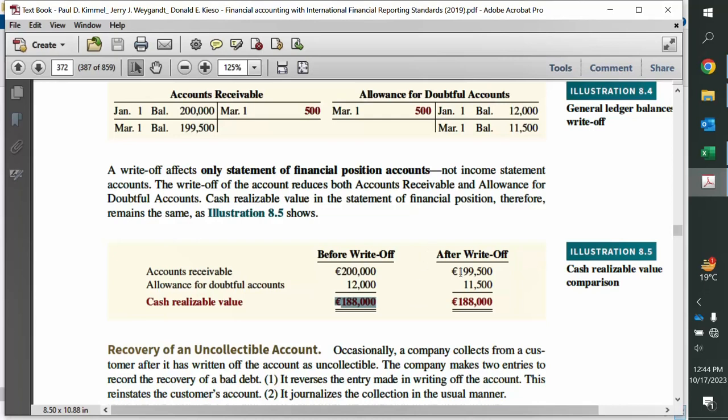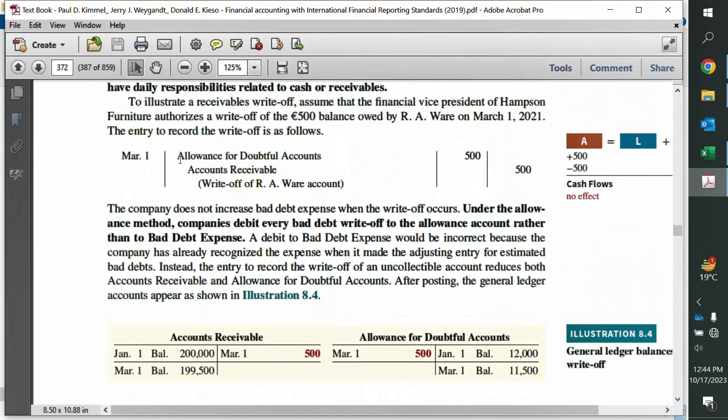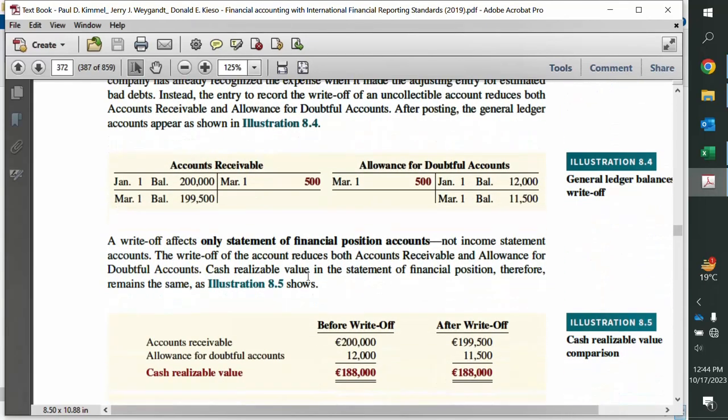After the write-off, my receivable has been reduced by 500, so it is 199,500. My allowance has been reduced by 500, so it's 11,500, and my net realizable value is 188,000. So you see there is no change in the value of account receivable. There is no impact of this entry on either the income statement or the balance sheet, because the balance sheet will carry the net book value of the asset.